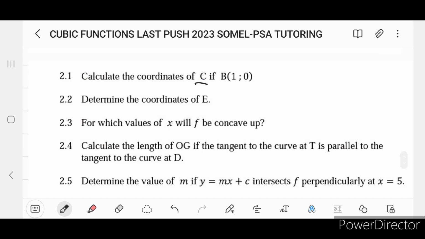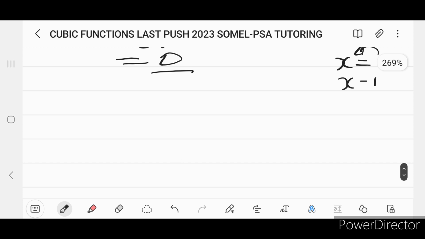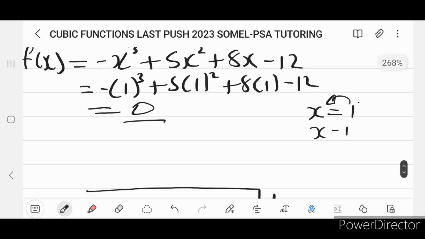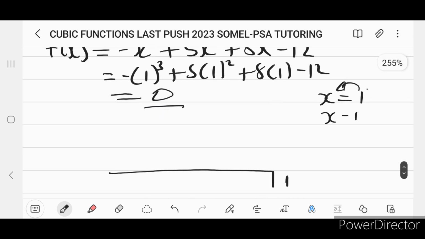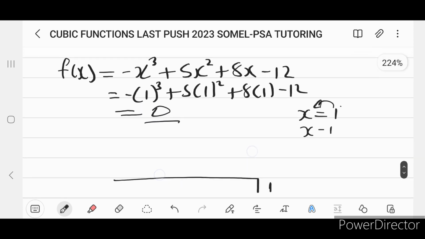They say we must solve the coordinates of C, which is another x-intercept. So we're just going to use a much quicker method. This is my factor that I found, the first factor is 1. If you substitute 2 and get 0, you can put a 2 there. And then I find the coefficients: the coefficient of x cubed is minus 1, plus 5, plus 8, minus 12.